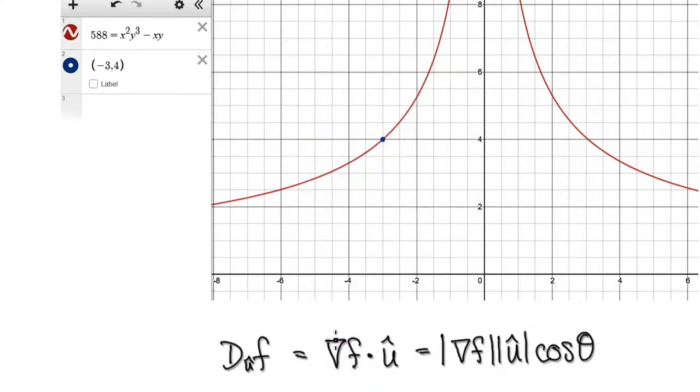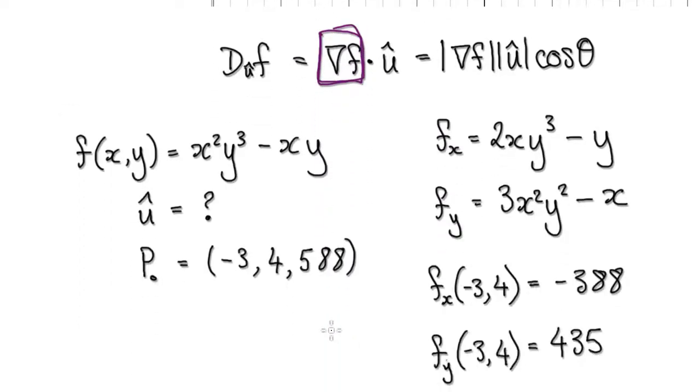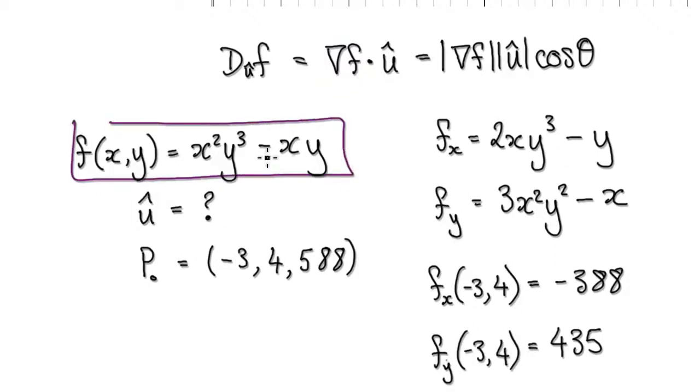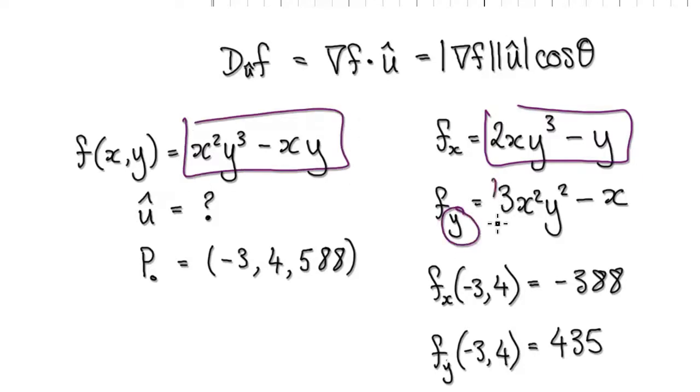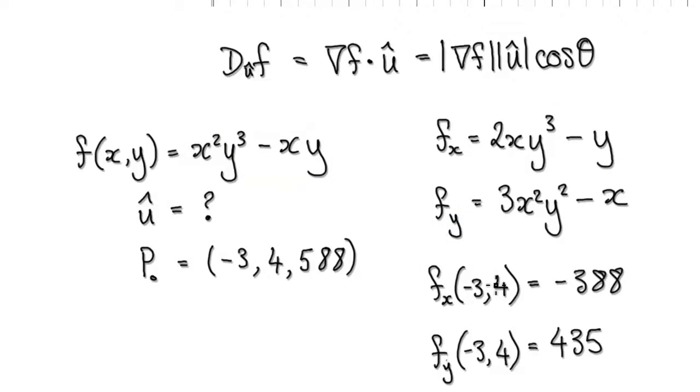Well, anyway, it boils down to us trying to find the gradient vector. To work out the gradient vector of our function, find the partial derivative of our function with respect to x. So differentiate this thing here, partially differentiate it with respect to x. That will give us this thing here. Partially differentiate this with respect to y. That will give you this. But we want to evaluate it at our particular point at -3, 4. So that would give us this and this.